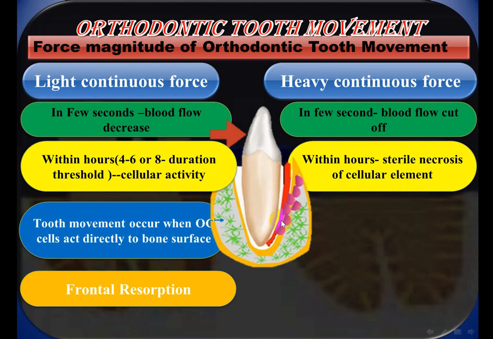This red line in the PD ligament of the compressed side represents the avascular area, the hyalinized area, which is a necrosis area with dead cells. So this is the tooth. This red line on the left side represents the heavy continuous force. This is the pressure side, and this is the tension side. This is the tension side, and this is the pressure or compressed side. So this red line represents the hyalinized area.